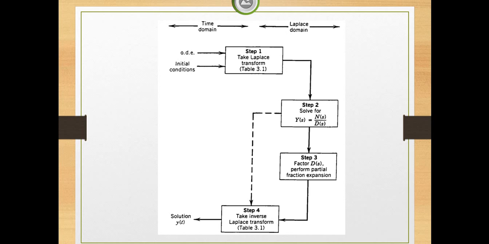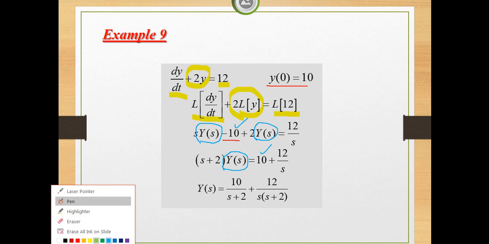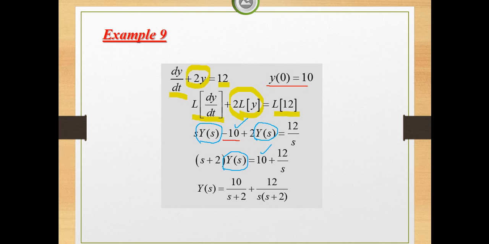I'd like to go back to that. So, you see this? You have to isolate now the Y(s) on one side, and the rest should be written on the right side, and the resulting expression would be a rational expression. If you do that, this entire expression here will be divided by s plus 2. That way, now you have already isolated your Y(s). So, this is now your Y(s). The 10 here will be divided by s plus 2, and the 12 over s will be divided by s plus 2 as well. So, you divided the entire equation by the quantity s plus 2.